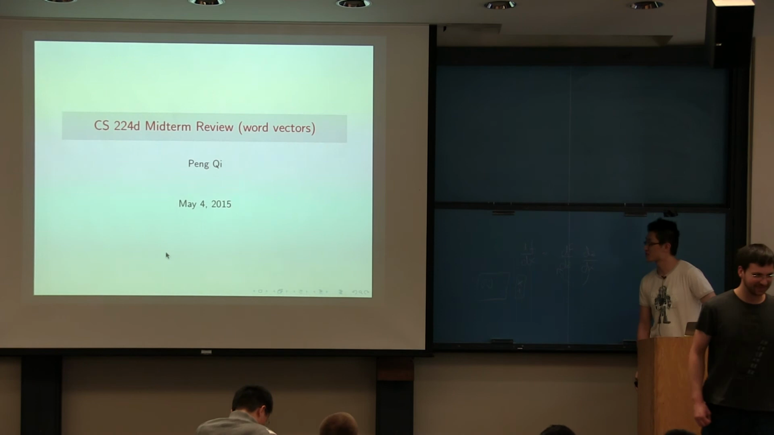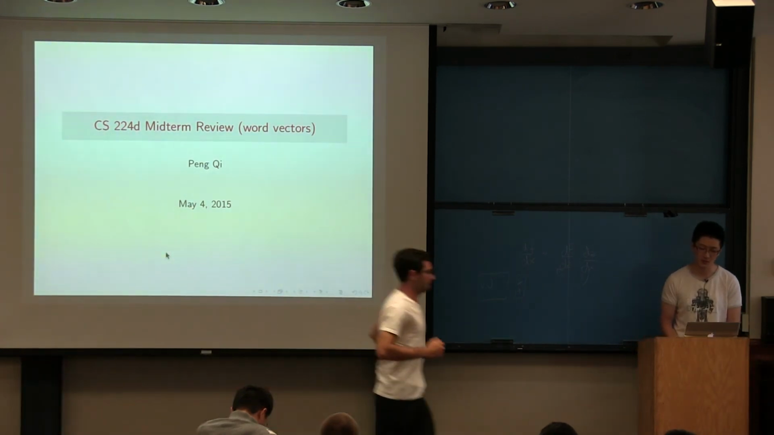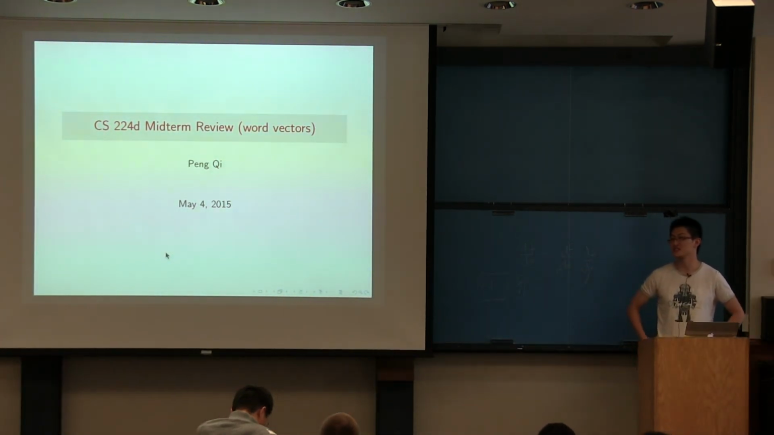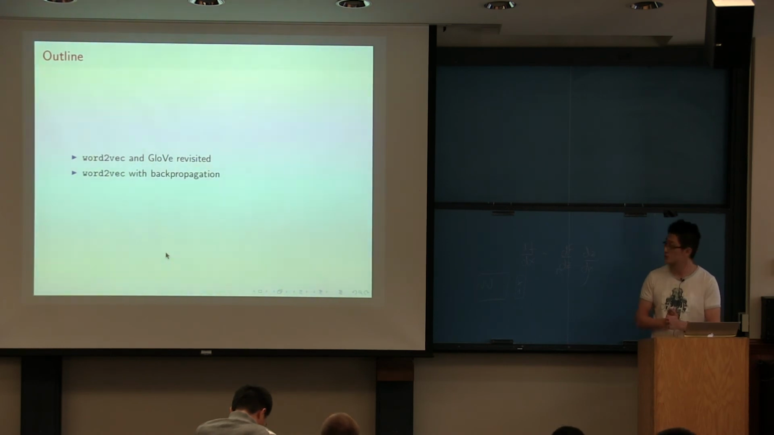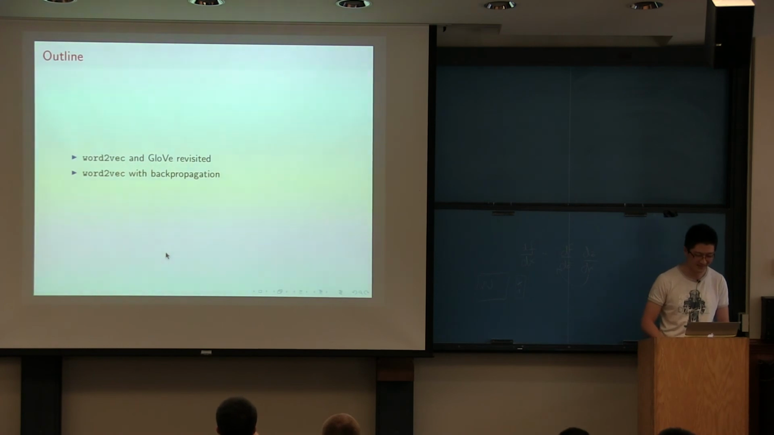So for the last 20 or so minutes, I'm going to walk you through word vectors, which are an important building block of a lot of deep NLP algorithms. We'll revisit word2vec and GloVe briefly, and I'll walk you through an example showing that you can derive the gradients for word2vec with backprop, which I think is a lot easier.